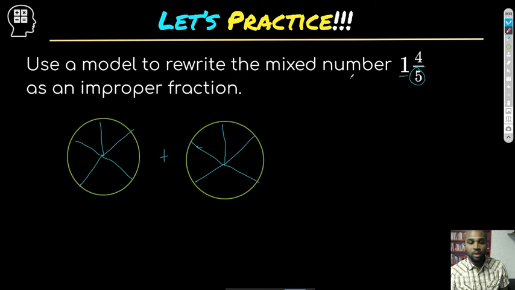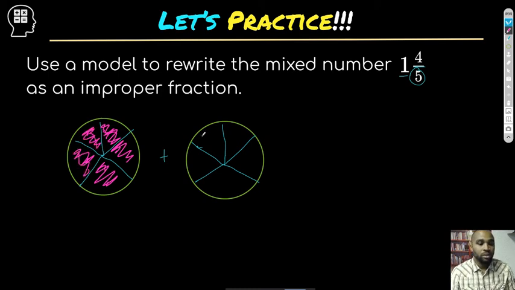So 1 is going to be represented. All of this needs to be shaded. This is 5 out of 5 gives me 1. 6 out of 6 gives me 1. 7 out of 7. Any number over itself gives you 1 because that number divided by itself equals 1. So I already have 1 here.